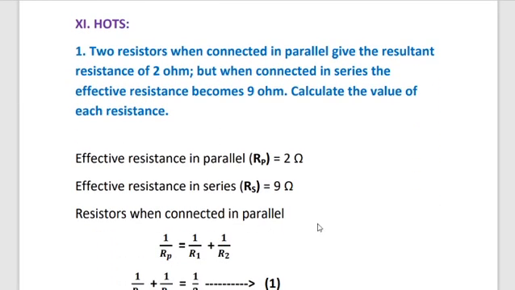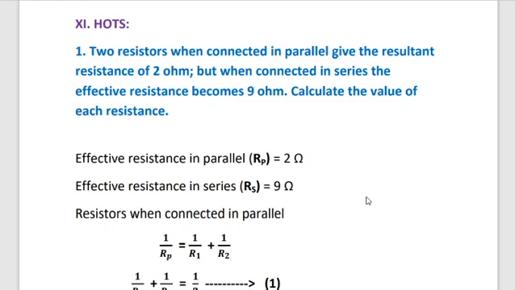Then we move to the Hart's question. First question: two resistors when connected in parallel give the resultant resistance of 2 ohm, but when connected in series, the effective resistance becomes 9 ohm. Calculate the value of each resistance.